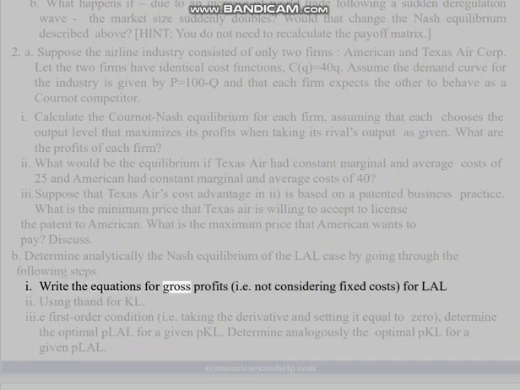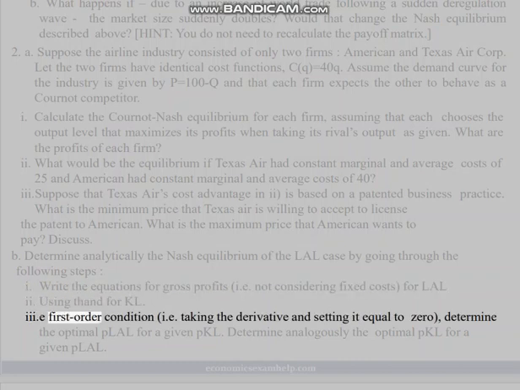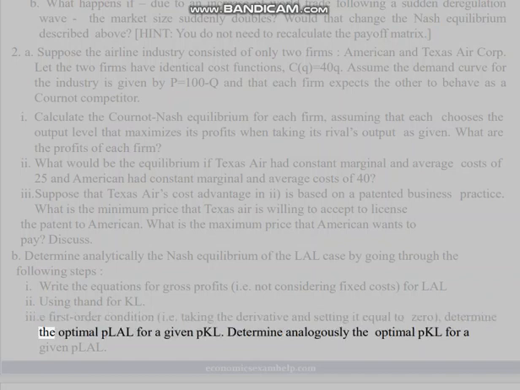B. Determine analytically the Nash equilibrium of the LAL case by going through the following steps. 1. Write the equations for gross profits, i.e. not considering fixed costs, for LAL and for KL. 2. Using the first order condition, i.e. taking the derivative and setting it equal to 0, determine the optimal P_LAL for a given P_KL. 3. Determine analogously the optimal P_KL for a given P_LAL.